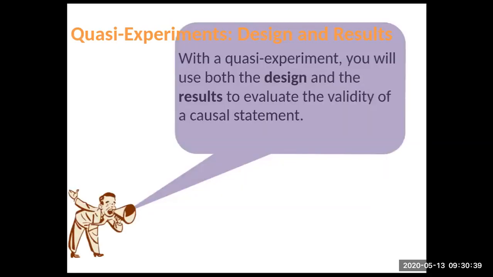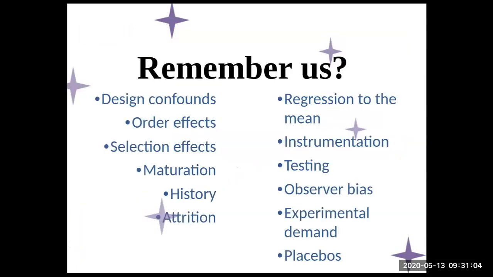So with a quasi-experiment, you're using both the design and the results, as we talk about, to evaluate the validity of a causal statement. So we're still looking for cause and effect. We're still looking to see if A causes B, and only A. We're still fighting to keep internal validity really high because this is still an experimental study. It's still a causal claim. But what about the other ones, right?